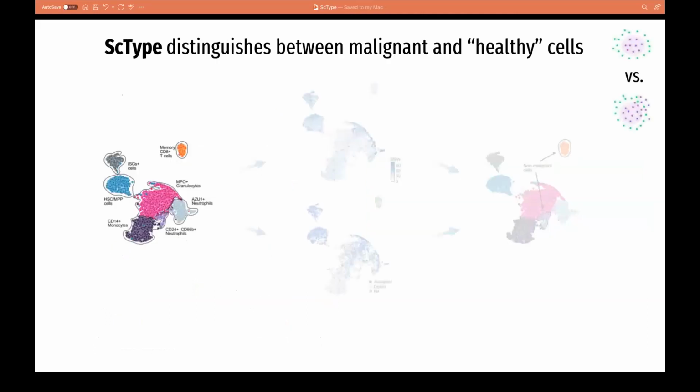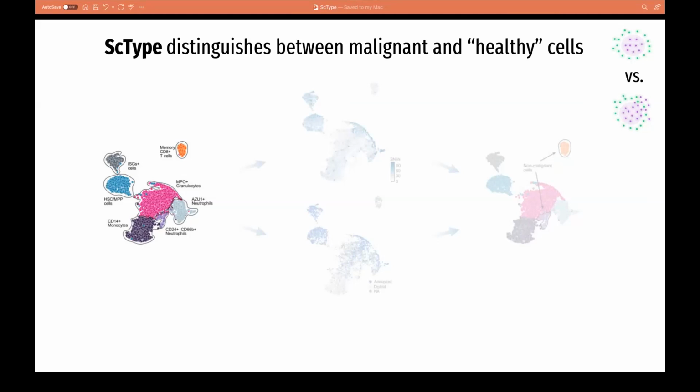Another feature ScType has, and it's well ahead of all other methods, is that it can also help you identify which are healthy and cancerous cells if you are trying to use it for this purpose. Like if you are trying to annotate the cells from cancerous tissue, then it can be really informative to suggest which of these cells are healthy and which of them are cancerous.